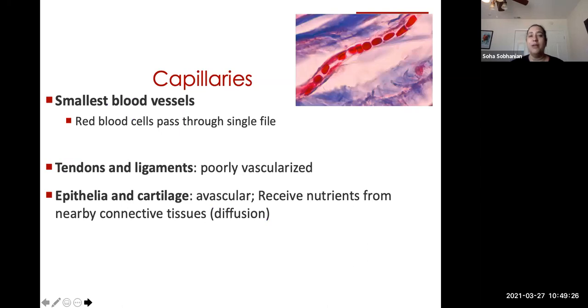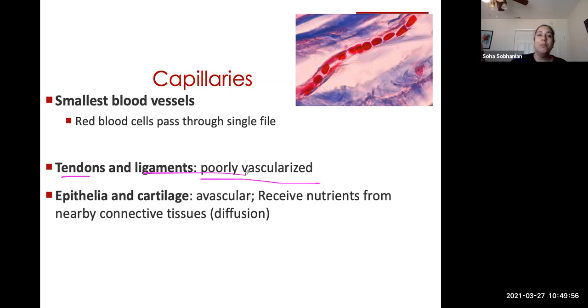Capillaries, as I mentioned, are the blood vessels that are essential for allowing gas exchange to take place. That's the only type of blood vessel where gas exchange takes place. Next, there are tissues that are poorly vascularized. This is a common exam question, guys. Which tissues are poorly vascularized? Tendons and ligaments are poorly vascularized, which means very few blood vessels.